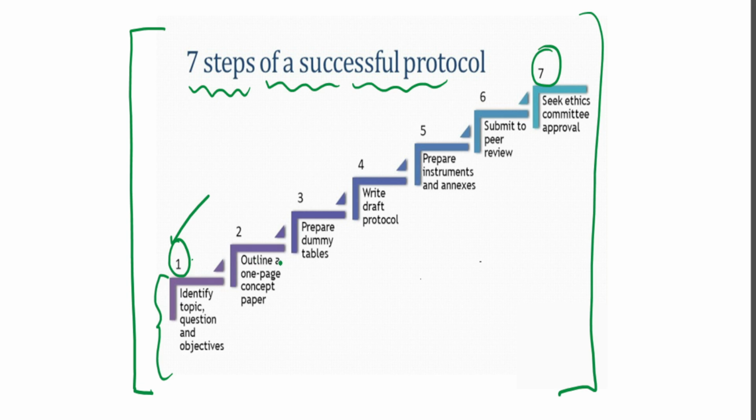The second step is outline a one-page concept paper. The third step is prepare dummy tables. Fourth step is write a draft protocol. Fifth step is prepare instruments and annexures. Sixth step is submit to the peer review, and seventh step is seek ethics committee approval. So these are the 7 steps of a successful protocol.